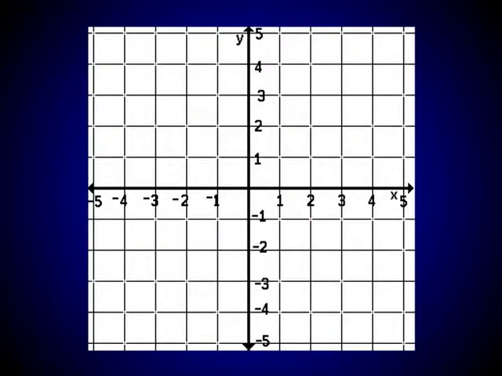Okay, so we're going to take our 0, 2 and plot it. 0, 2: left or right, none, up 2, and sure enough, that's on the y-axis. So there's our 0, 2.